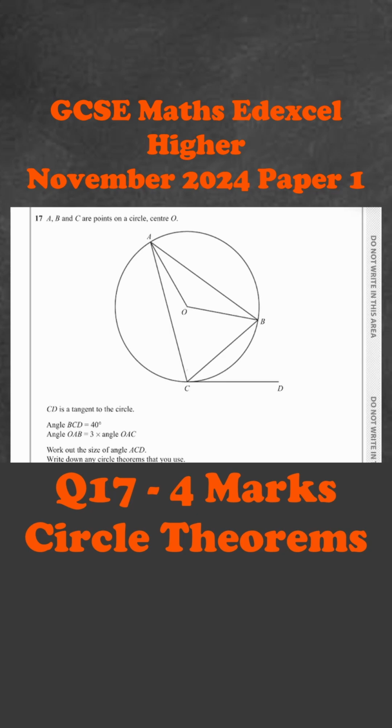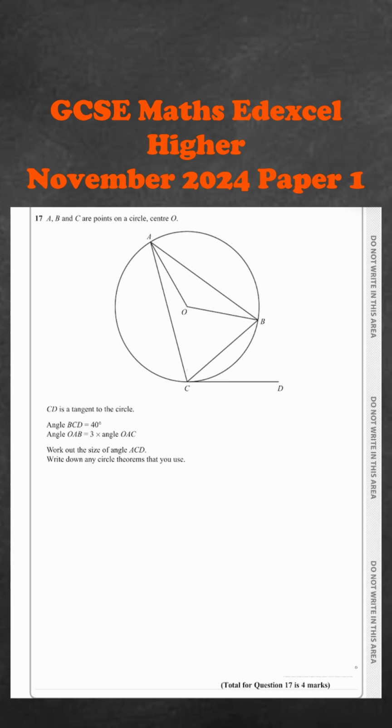Question 17. A, B, and C are points on a circle centre O. CD is a tangent to the circle. Angle BCD equals 40 degrees. Angle OAB equals 3 times angle OAC. Work out the size of angle ACD. Write down any circle theorems that you use.